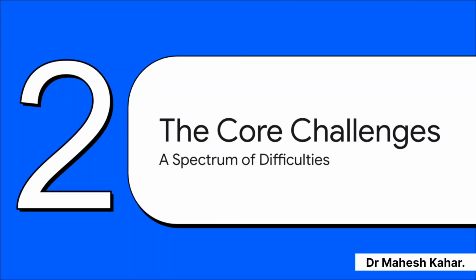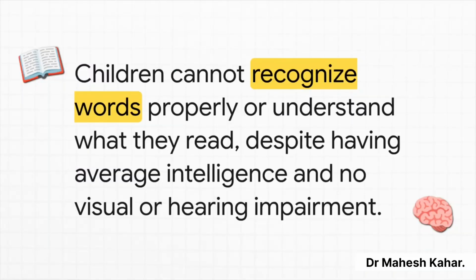Since learning disability is such a big umbrella term, it's super important to understand the specific challenges that can fall under it. We're really talking about a whole spectrum of difficulties. First up is the one you've probably heard of most, dyslexia. This is a reading disorder. The key thing to understand here is that the problem isn't with a person's eyesight, it's about how the brain processes words, recognizing them and making sense of the text.